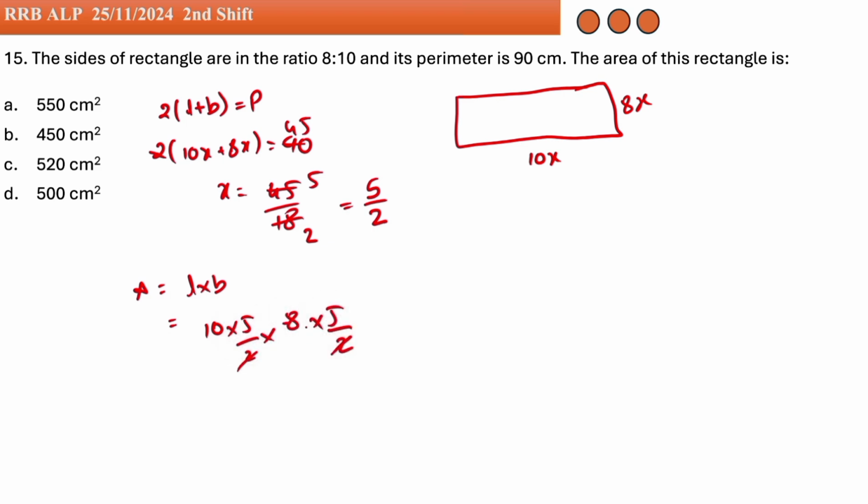2 into 2 is 4, 4 2s are 8. So now 5 into 5 is 25, into 10 2s are 20. 25 2s are 50 and this 0 as it is. So option D is our answer.